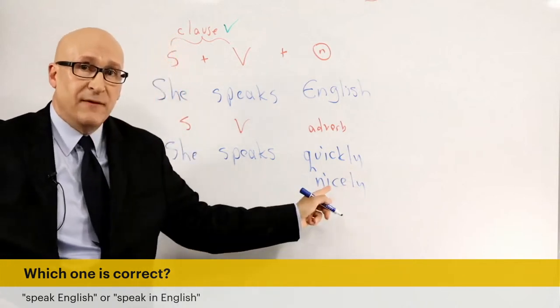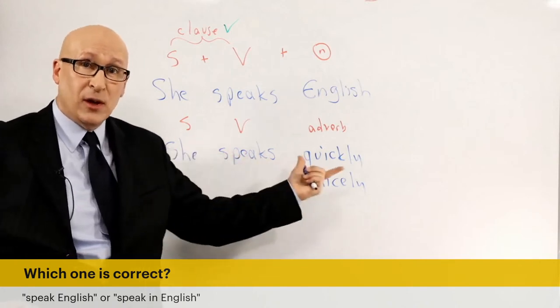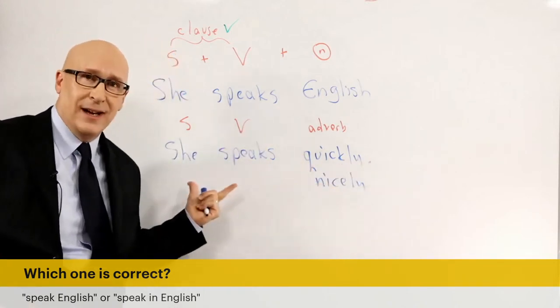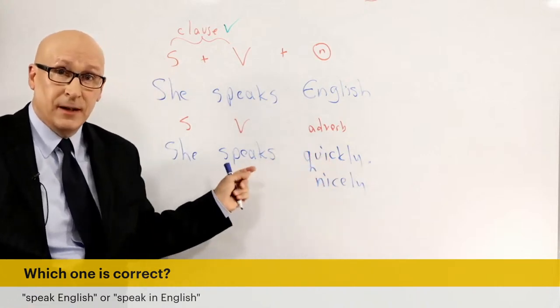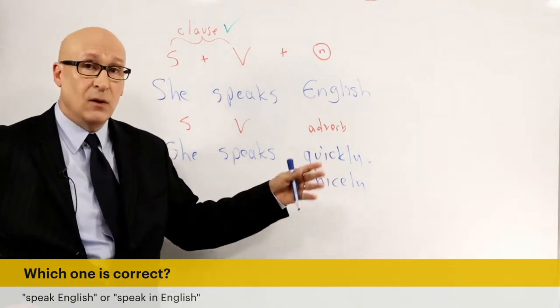Okay? That's an adverb that tells us how she speaks. Now, this is also a clause. We have a subject and a verb, and we have a complete idea now because we have an adverb at the end. So some sentences don't need an object. Sometimes they can have an adjective here or an adverb.